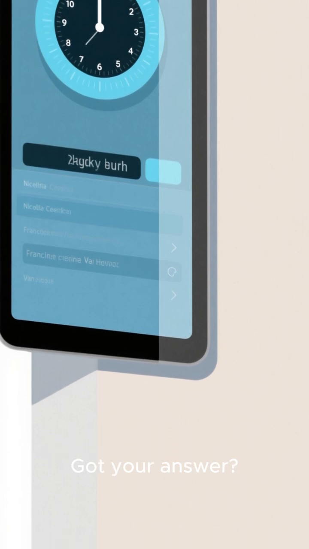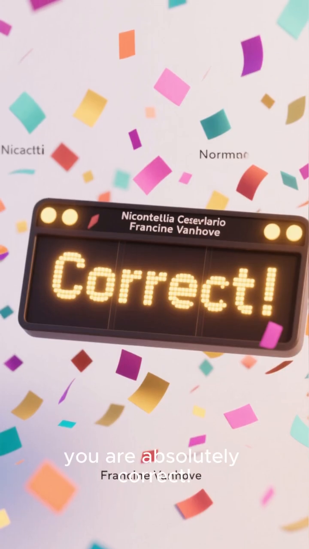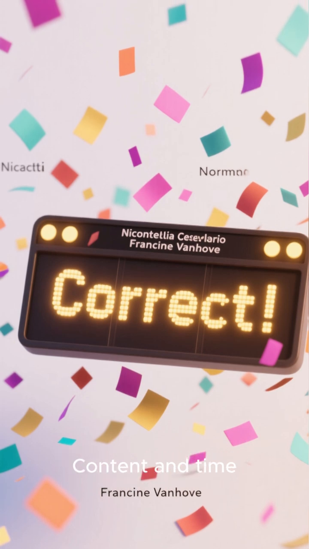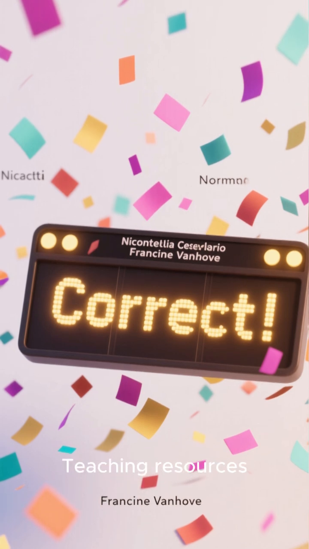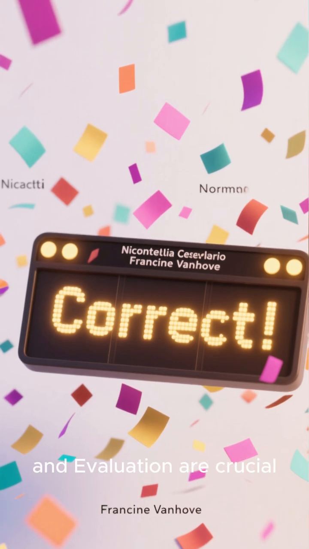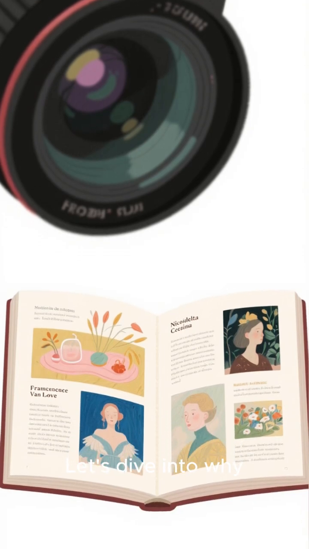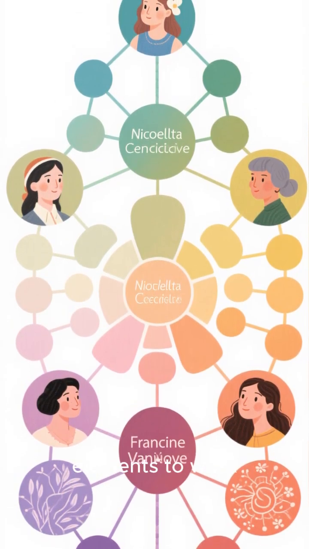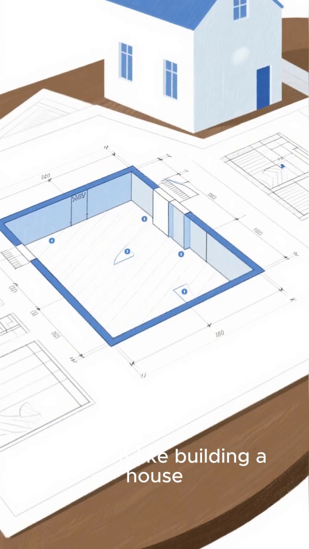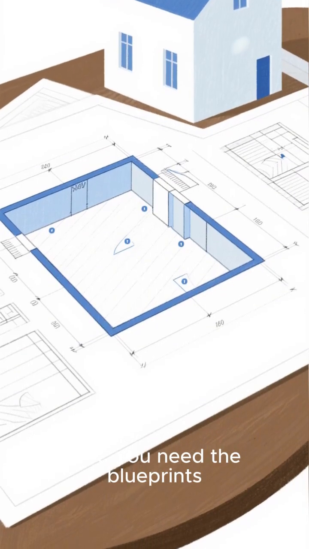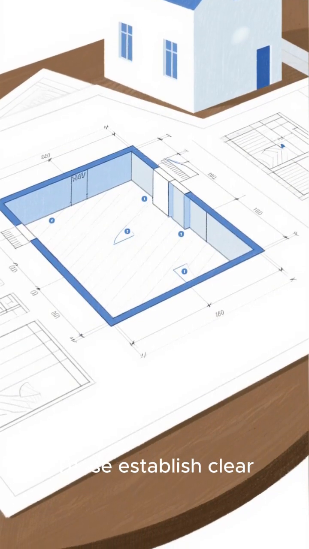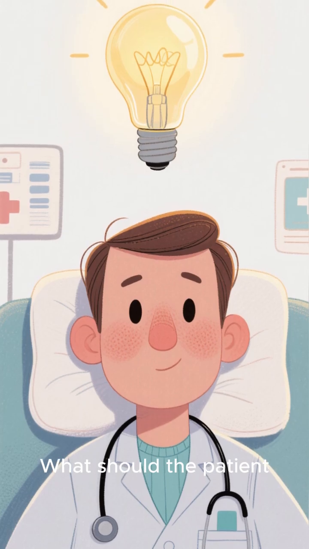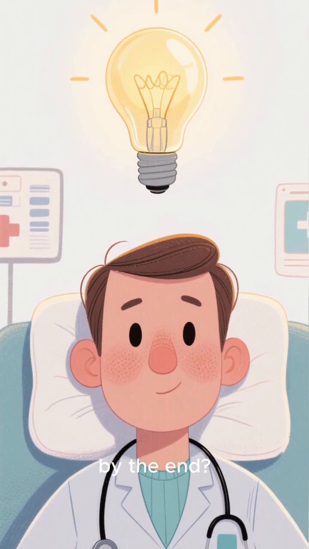Got your answer? If you chose C, you are absolutely correct. All 4 components, objectives, content and time, teaching resources and evaluation, are crucial. Let's dive into why. A comprehensive education plan needs every single one of these elements to work. Think of it like building a house. First, you need the blueprints, which are your objectives. These establish clear, measurable learning goals. What should the patient be able to do or understand by the end?